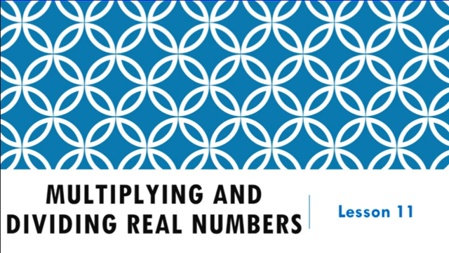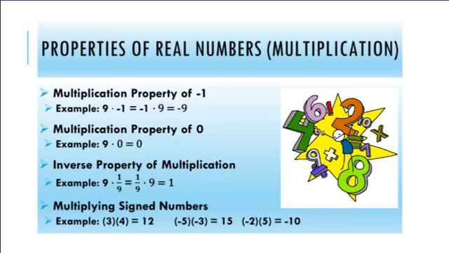Lesson 11, multiplying and dividing real numbers. First, we need to review some properties of real numbers working with multiplication. The multiplication property of -1 just means anything times a -1 is always going to be the opposite of the answer. So an example, 9 times a -1 is a -9.